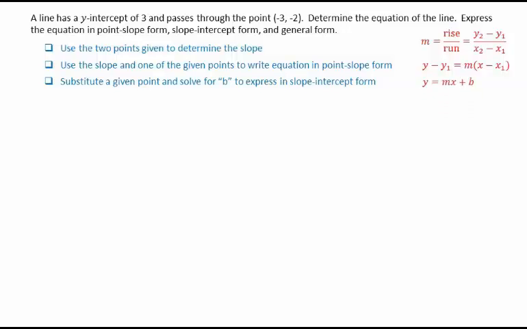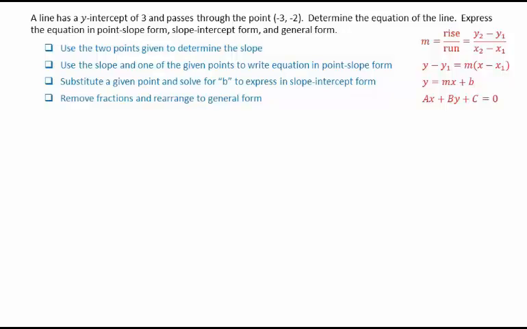Y equals mx plus b. Again, m is the slope and b is the y-intercept. We'll then solve for b to get the slope-intercept form of the equation. Then rearrange to express the equation in general form. Ax plus by plus c equals 0.